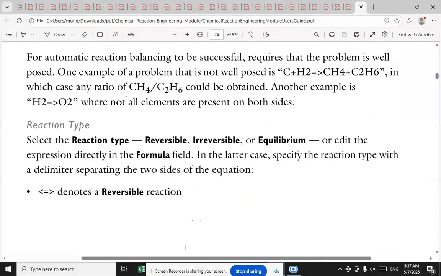For automatic reaction balancing to be successful, it requires that the problem is well posed. One example of a problem that is not well posed is carbon plus hydrogen gives CH4 or C2H6, in which case any ratio of CH4 and C2H6 could be obtained. Another example is H2, one-directional, gives oxygen, where not all elements are present on both sides.